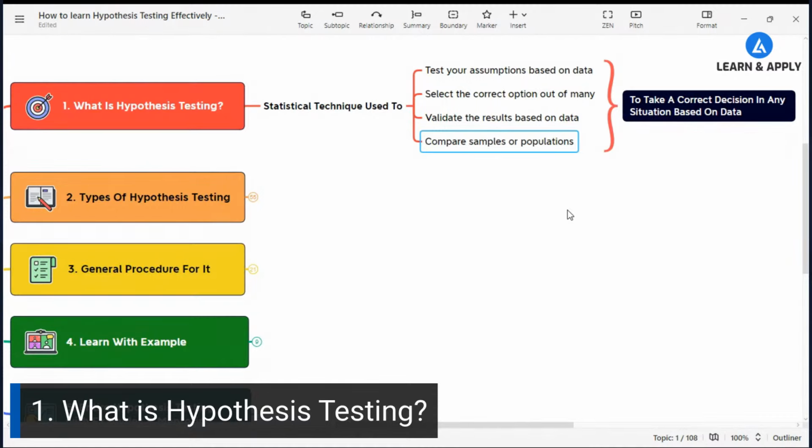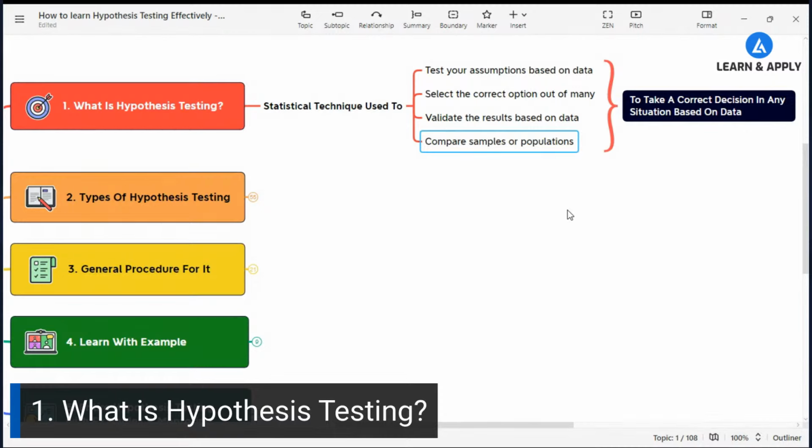So if you see, hypothesis testing is a very important tool that we are going to use at every stage of the implementation. Whether we are talking about Six Sigma or any other approach, if you want to validate our results, or if you want to select the correct decision out of many, then hypothesis testing is a very important tool.